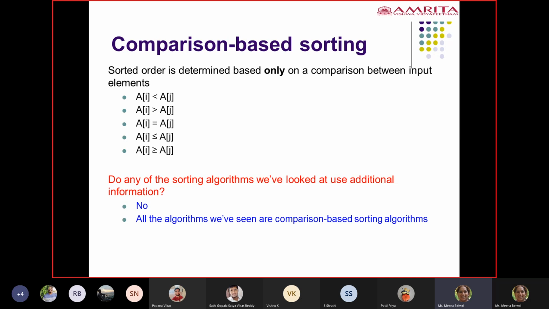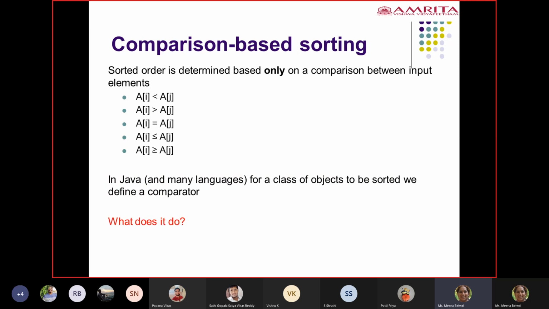In the class of comparison based sorting, we know that O(n log n) is the upper bound that we are going to get; the complexity has to be less than or equal to O(n log n). We have also seen, in Java and many other languages, that for a class of objects we sometimes need to sort them. We need to sort two objects, so what do we do in that case? We define our own comparator.